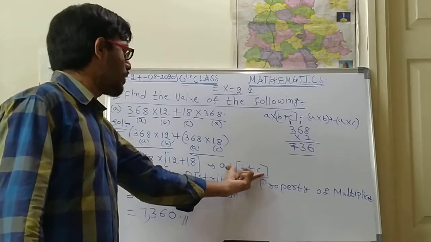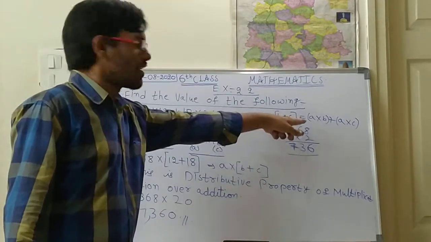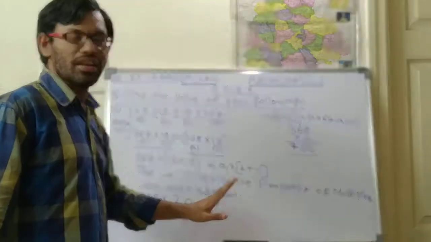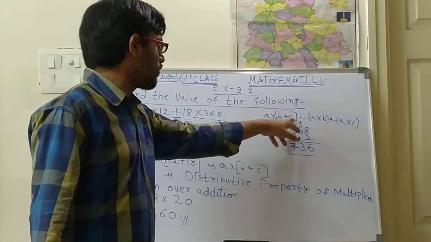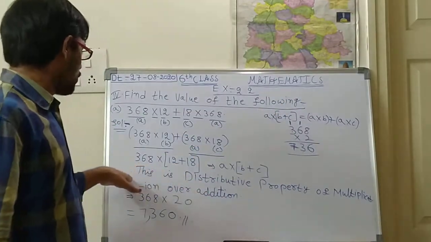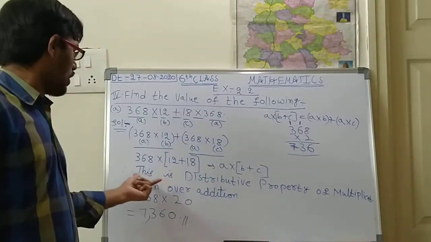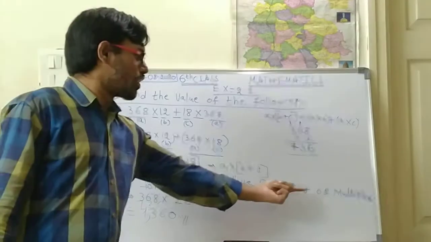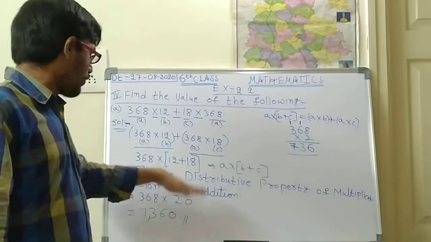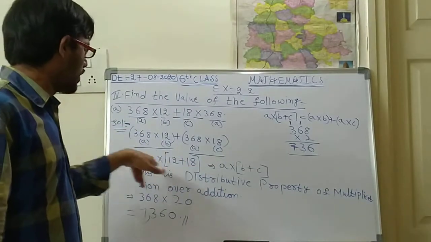So what is A into B plus C? A into B plus C is A into B plus A into C. Is it right, children? So A I am multiplying with B and C. Okay. So that is only the distributive property. So this one you should write. So this is distributive property of multiplication over addition. Okay. So after writing, now you should solve this one.